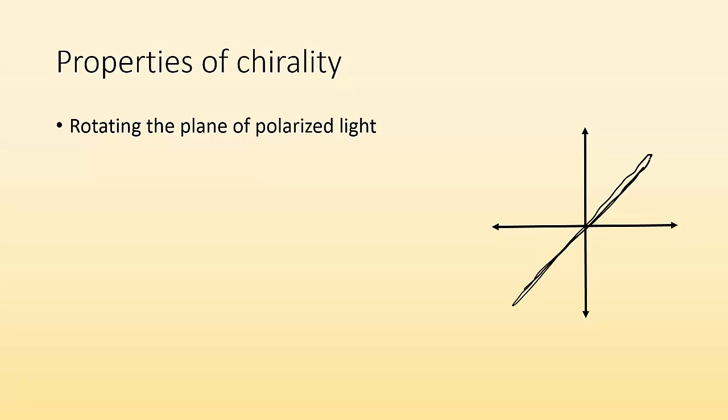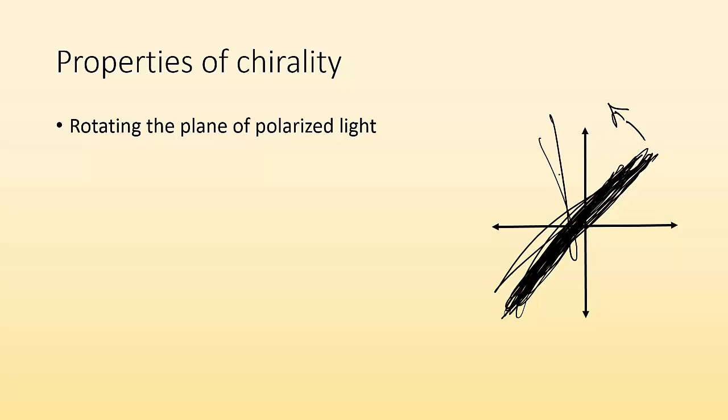Yes. All right, so properties of chirality. Rotating the plane of polarized light. So if I had polarized light, and let's say I'm going to pick an arbitrary direction, it was polarized in this direction. So the wave is going in this direction. If we had that polarized light go through chiral material, it's going to rotate that degree of polarization. So right now it's polarized in this diagonal direction. If it goes through just a chiral material, it's going to rotate that so it'll be maybe rotated in this direction. So it rotates polarized light.